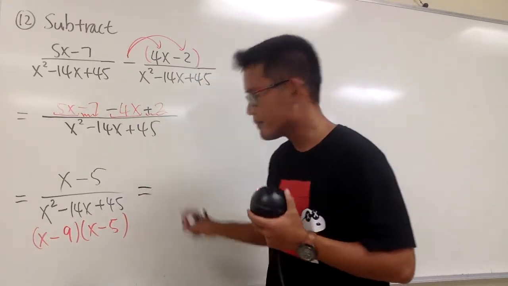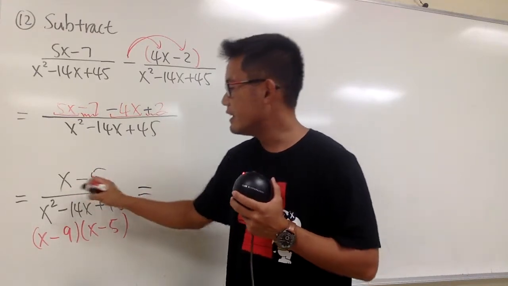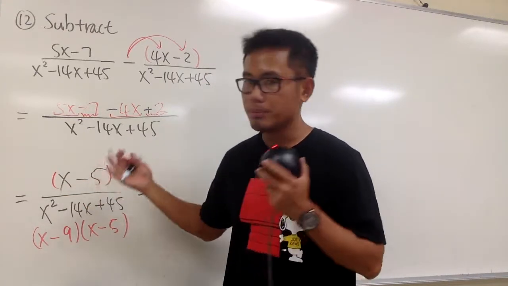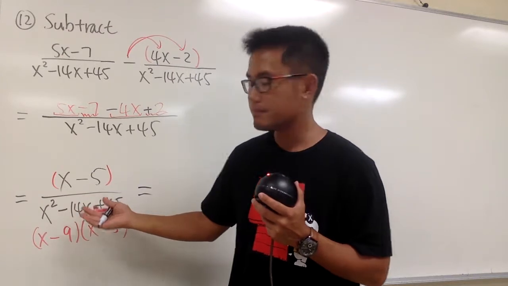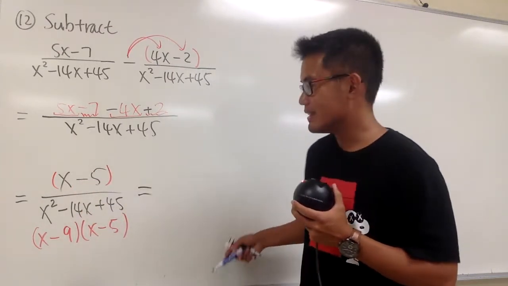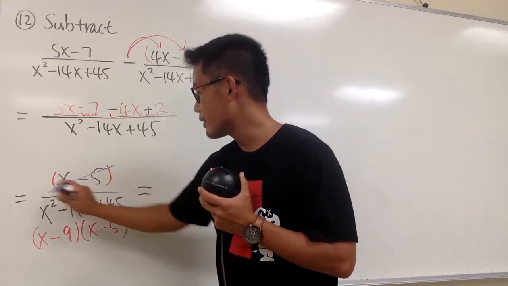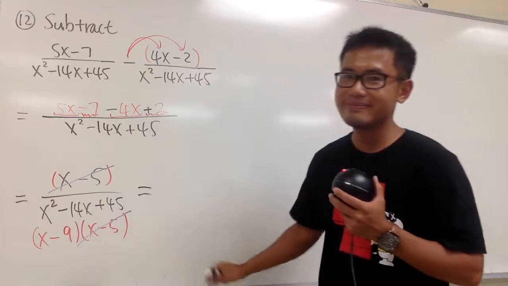Okay, now, you see that on the top, I have x minus 5. And technically, this is with an invisible parenthesis as well. And I can cancel this with that, isn't it? Because they're the same factor. So I will just cancel them out right here and right here.